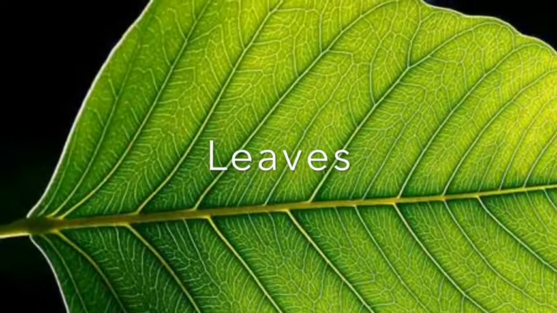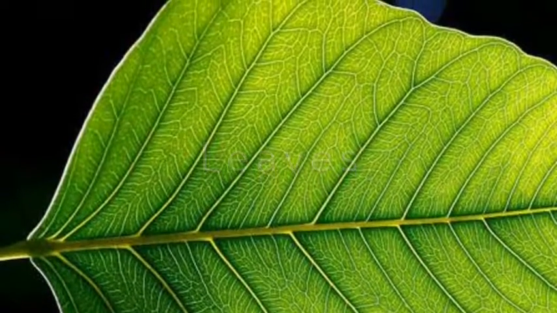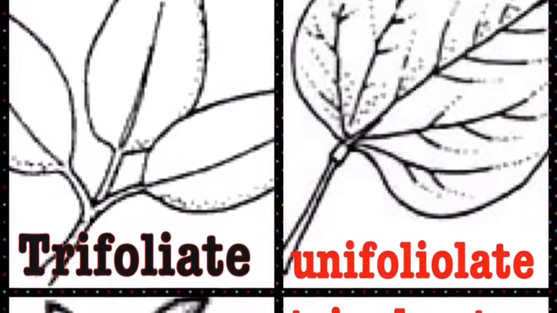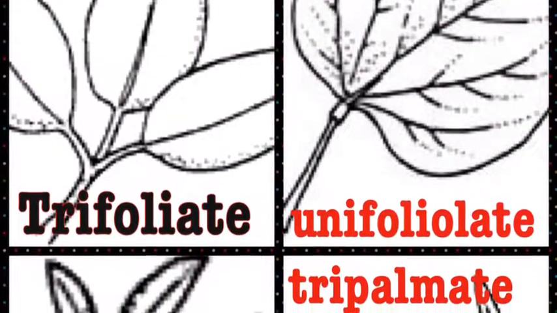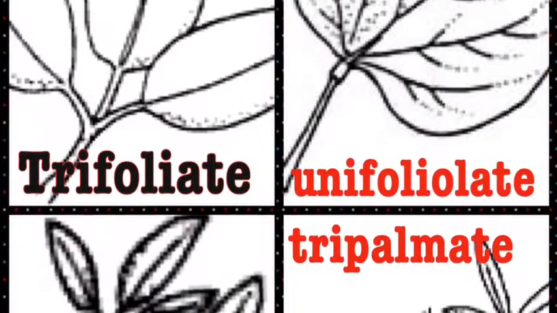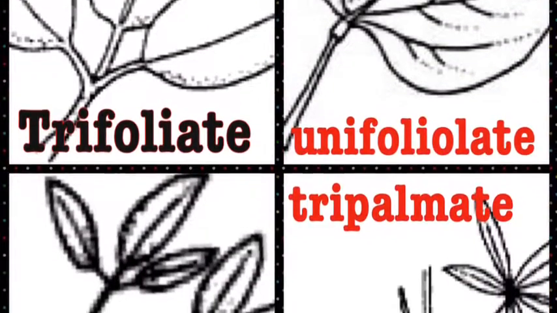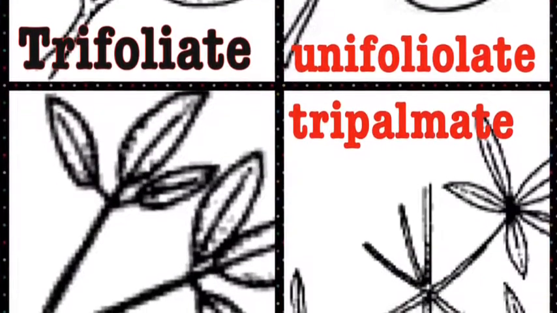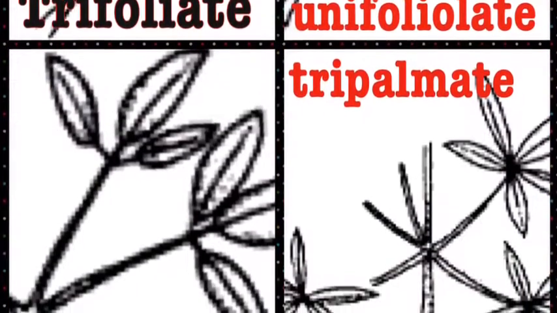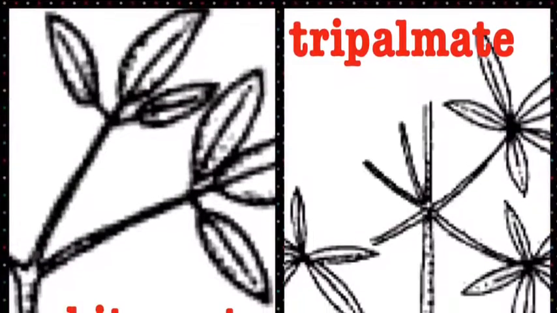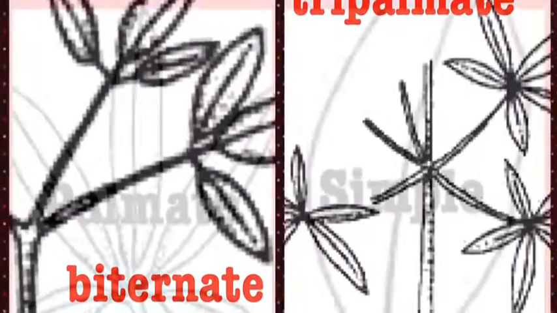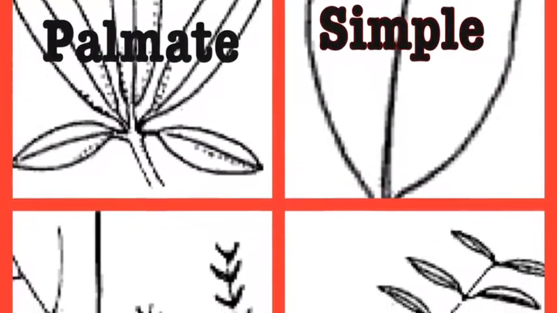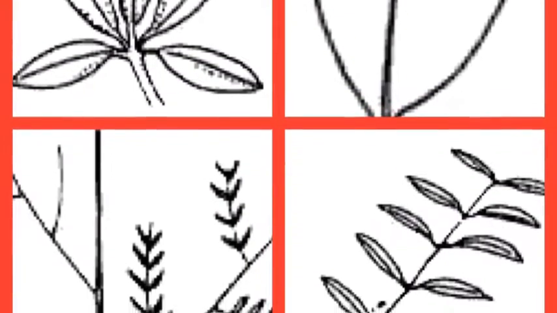Leaf time. Alright, you're going to have to bear with me on the names here, but these are leaf divisions, and in the top left corner we have trifoliate, in the top right corner we have unifoliate, in the bottom right corner we have tripinnate, and in the bottom left corner we have bipinnate. So in this one we have simple, palmate, pinnate, and tripinnate.